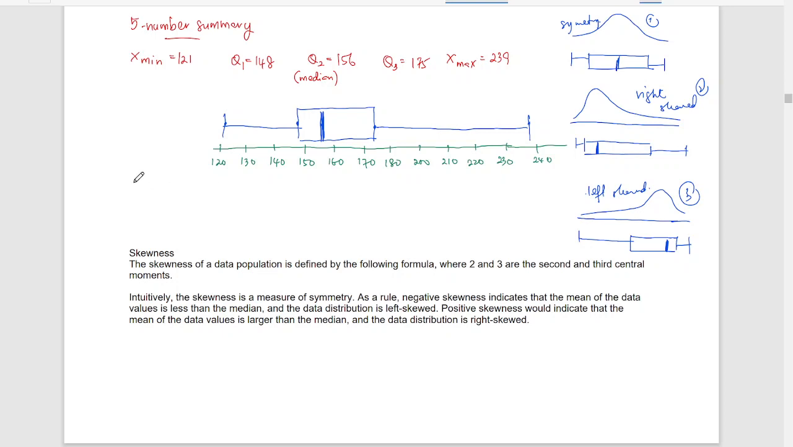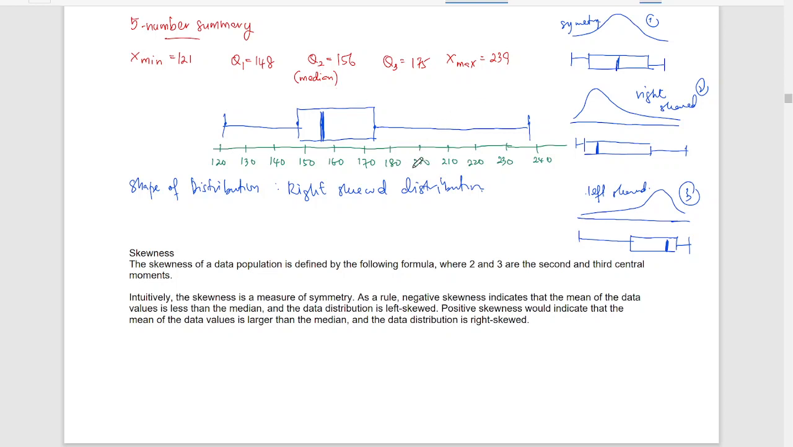So you can say the shape of the distribution, kalau katakan this shape of distribution, you can say that this one is a right skewed distribution. Okay, right skewed distribution. Okay, so this is what you have in the form of the box and whisker plot.